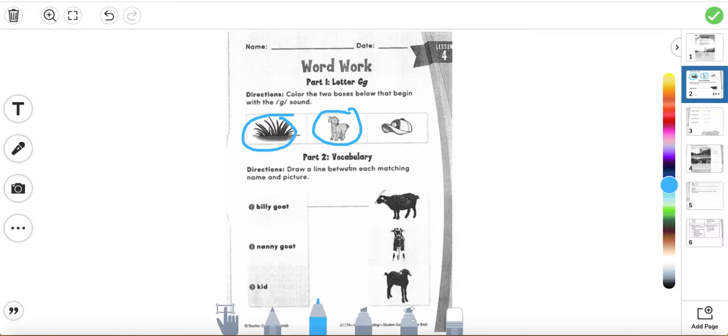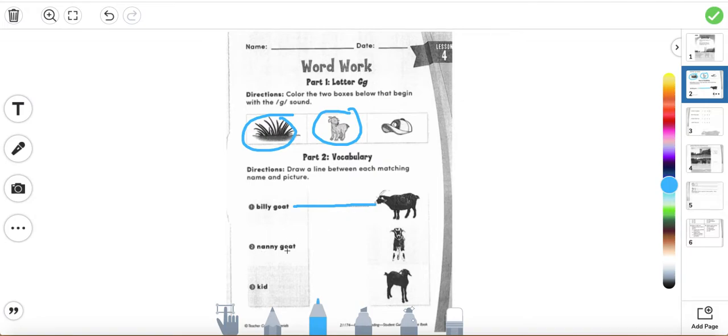Part 2, vocabulary. Directions. Draw a line between each matching name and picture. So here we have, do you remember what this is called? A billy goat. Yes, the father goat. So we're going to go ahead. Number 1 says billy goat, so we're going to draw a line from billy goat to the picture of the billy goat. Let's look at number 2.